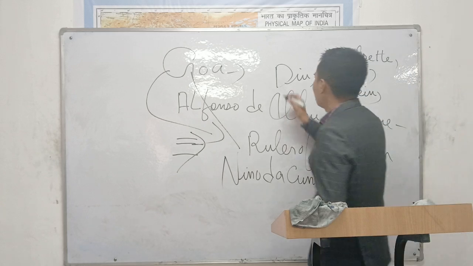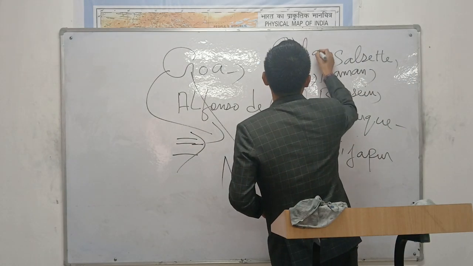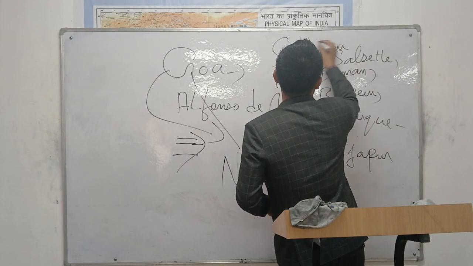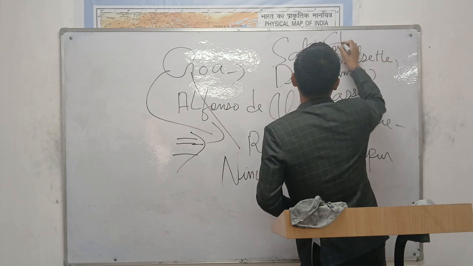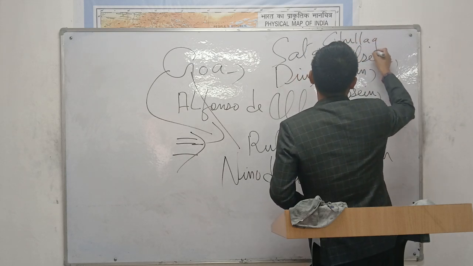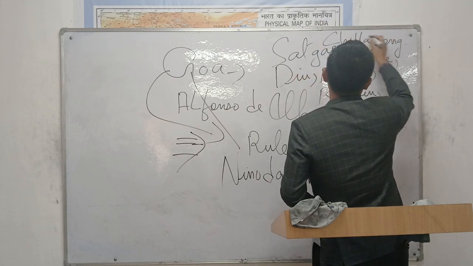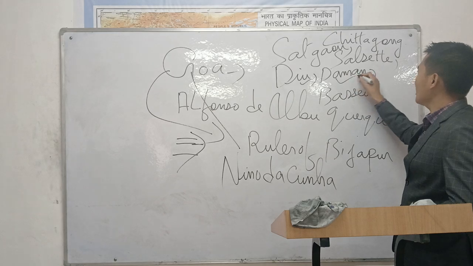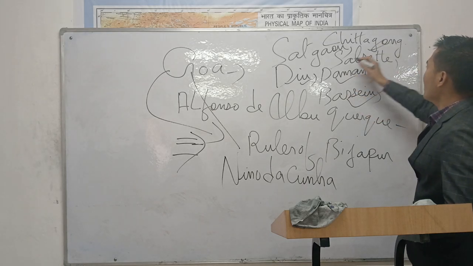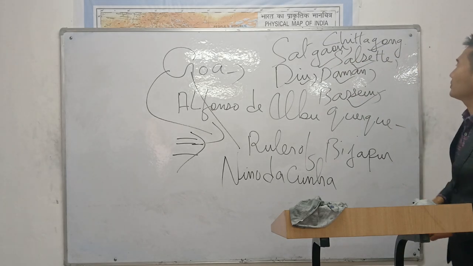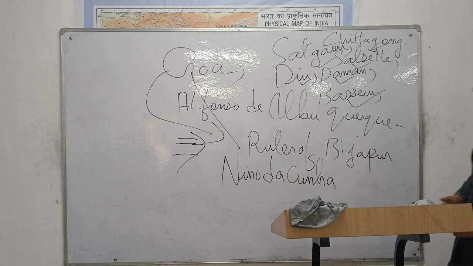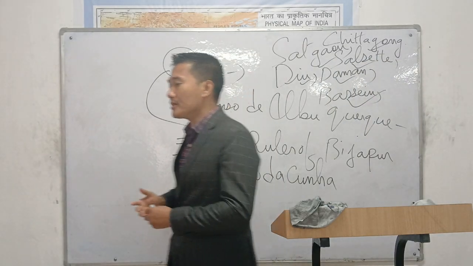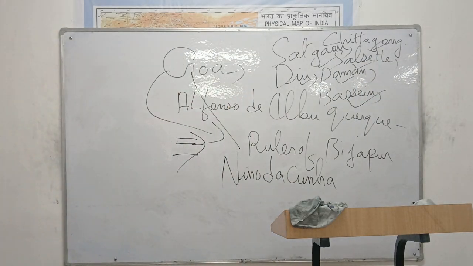Chittagong, and Serkau. The Portuguese settled down in Cochin, Goa, Diu, Daman, Basin, Chittagong, Serkau, Senti. So these are some of the important areas the Portuguese settled down in India.